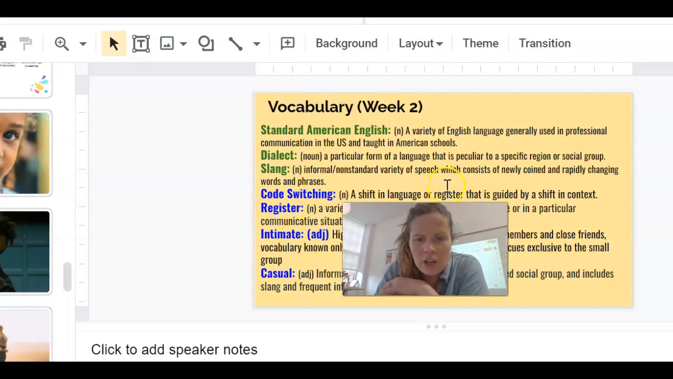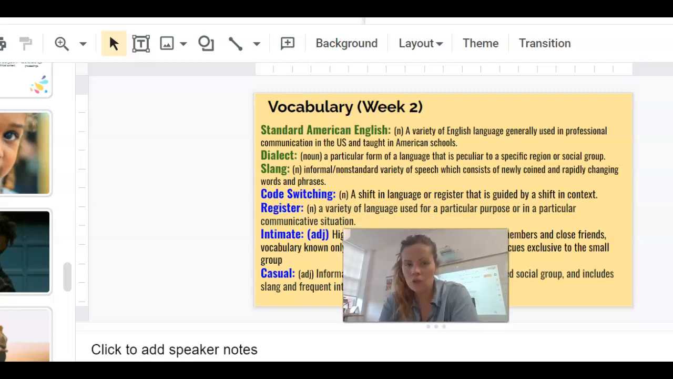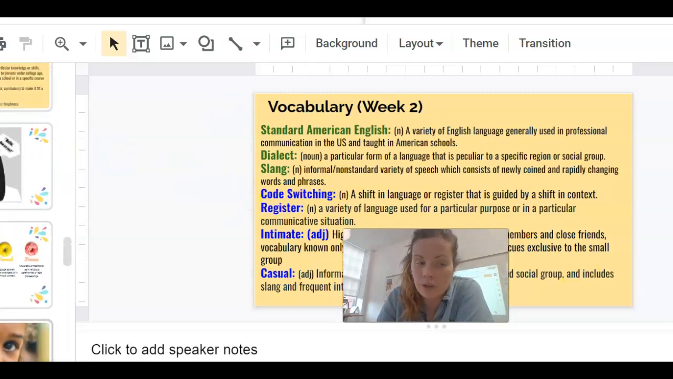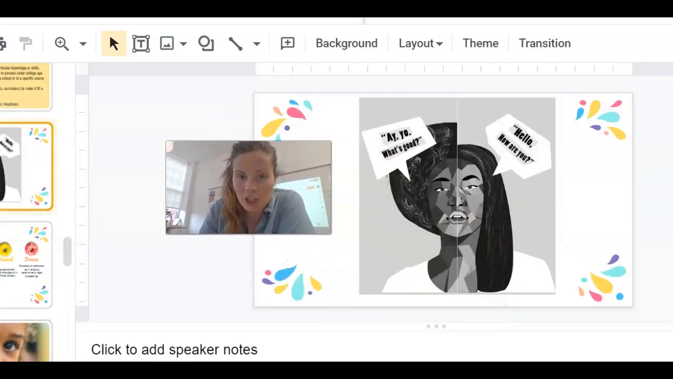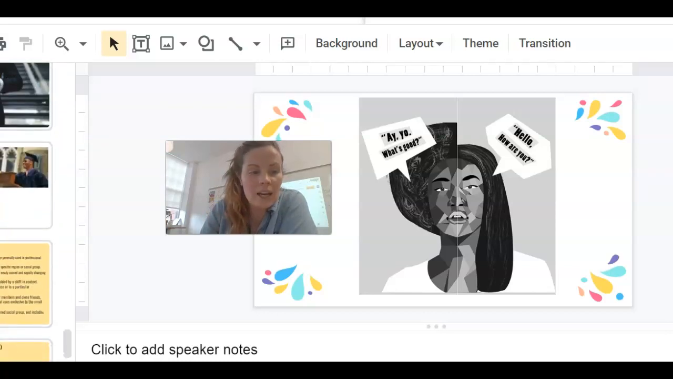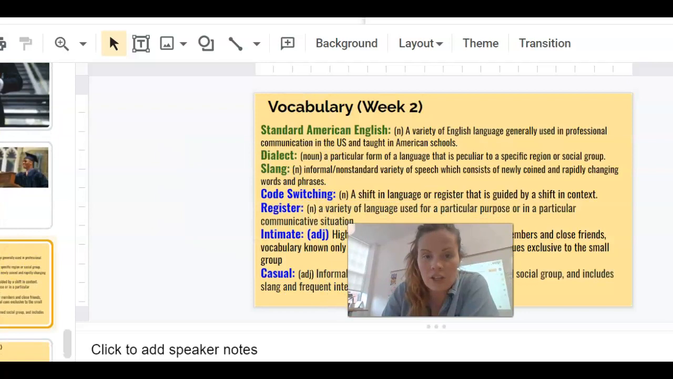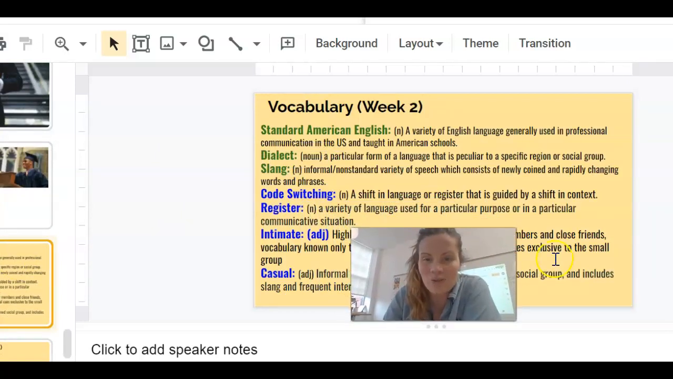Let's talk about where register is in here because that is a term that hasn't really been used before. Register is a variety of language used for a particular purpose or in a particular communicative system. So it might be the way you change the tone of your voice. It could also be you change the words that you use. It could also be something like you're switching between formal languages as well, right? Here's your picture. We're going to look at a poem this week that's really going to talk about a few different ways to speak English. But for right now, can you go ahead and write down our terms and definition for code switching and register now?